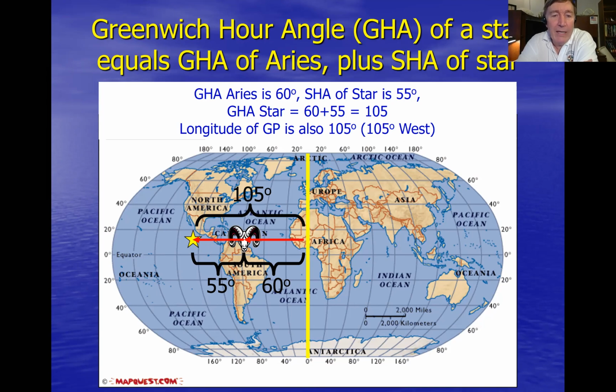And so as long as the geographic position of the star is in the Western Hemisphere, then the GHA and the longitude will be exactly the same. And then once the GP of the star gets over in the eastern hemisphere, then you know the longitude and the GHA won't be the same number anymore. But it'll make the math a lot easier if we think in terms of GHA rather than longitude. So that's how it works for stars. Any questions?